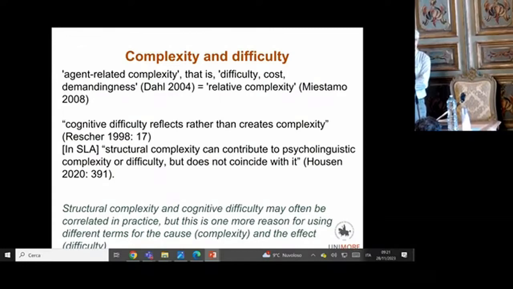Complexity may cause some difficulty, but it's not the difficulty for me as a human being that makes the word more or less complex. If the word is more or less complex, that may cause me some more or less difficulty, but there's a clear directionality here. So structural complexity and cognitive difficulty may often be correlated in practice. So there may be perhaps strong empirical relationships between complexity and difficulty, but this is one more reason for not calling them by the same name. Otherwise, you say that complexity causes complexity.